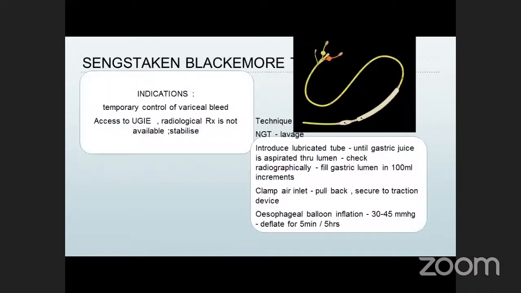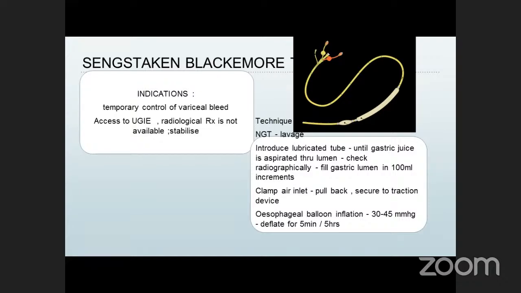So in situations where one cannot control the source of bleeding, and in places where upper GI endoscopy is not available or radiological therapy is not possible, in order to stabilize the patient, temporary control of variceal bleed can be given with the help of the Sengstaken-Blakemore tube.